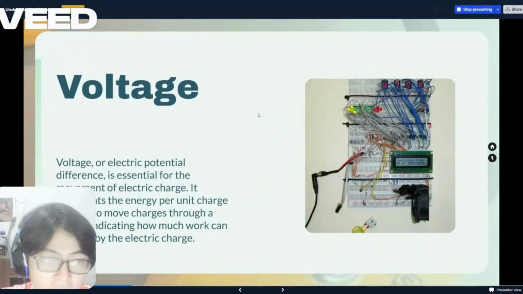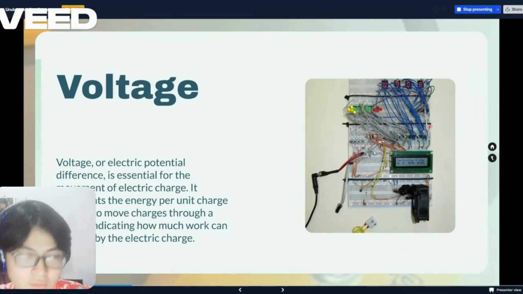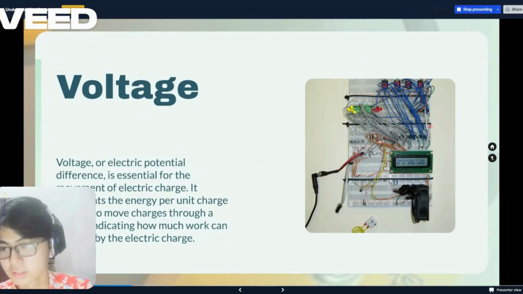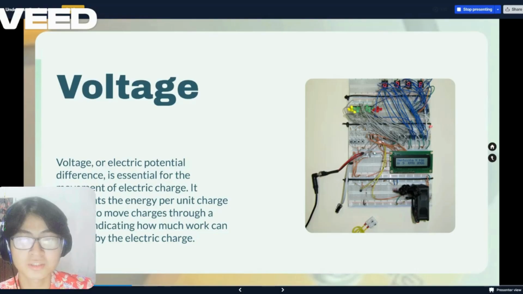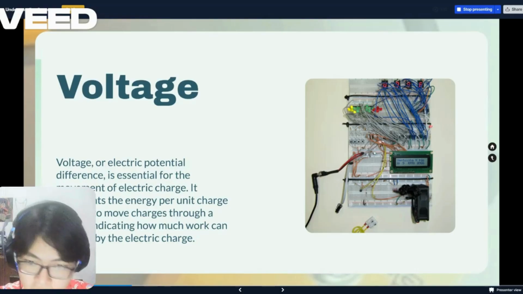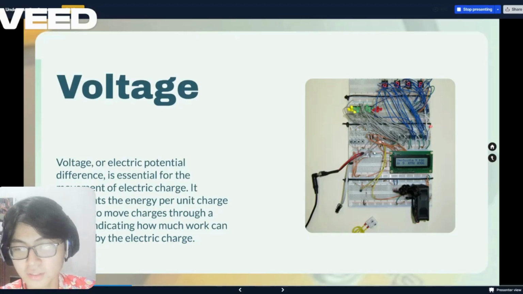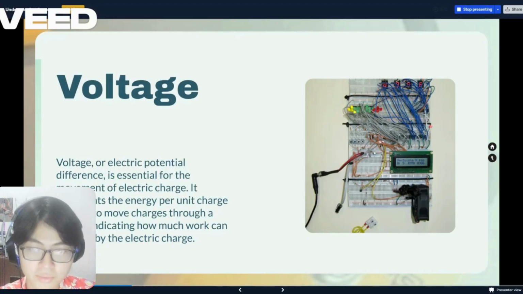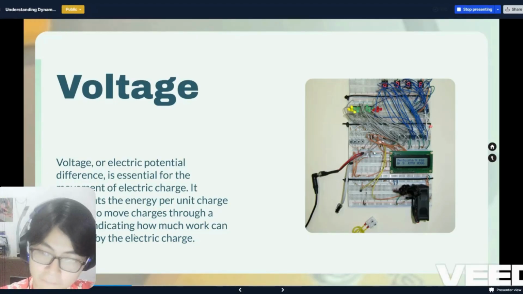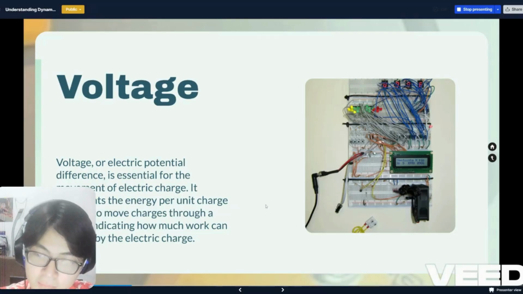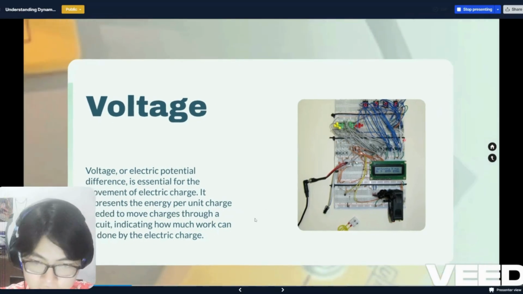And second, you might have heard of this before. It's called voltage, or voltase in Indonesian. Basically, voltage, or electric potential difference, is essential for the movement of electric charge. It represents the energy per unit charge needed to move charges through a circuit, indicating how much work can be done by the electric charge.